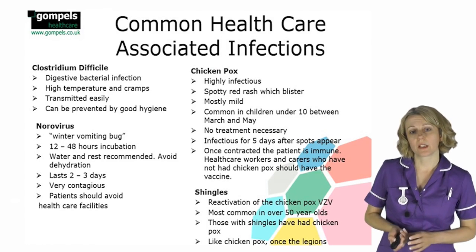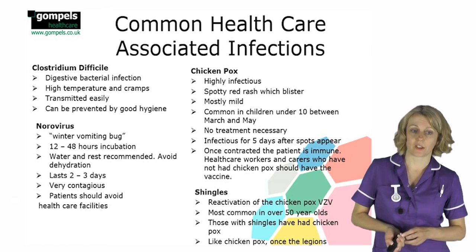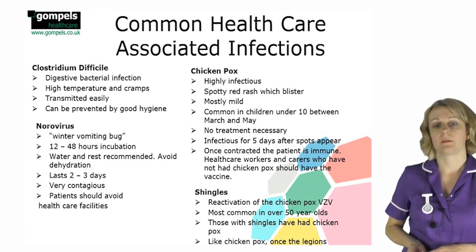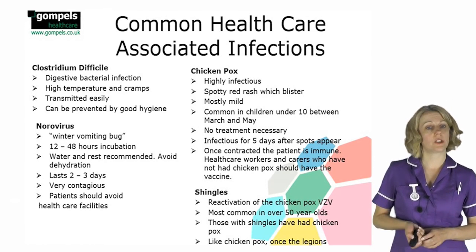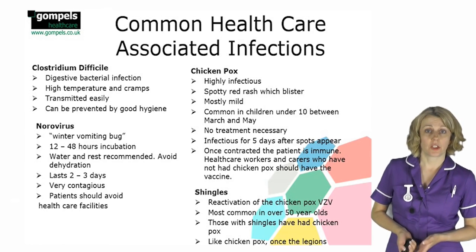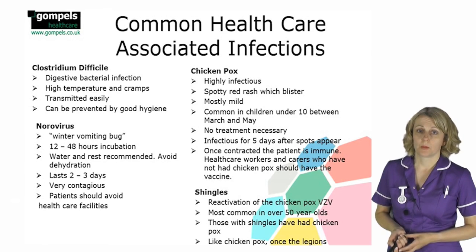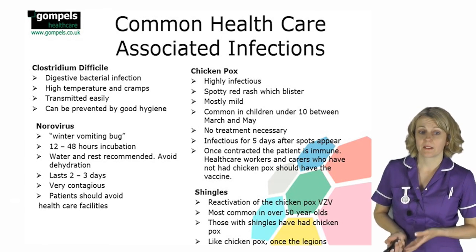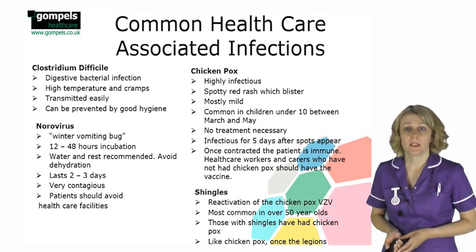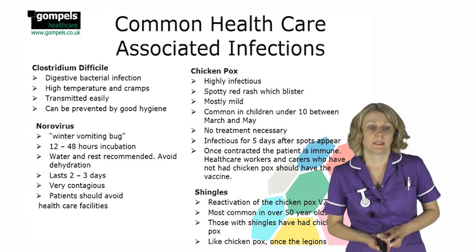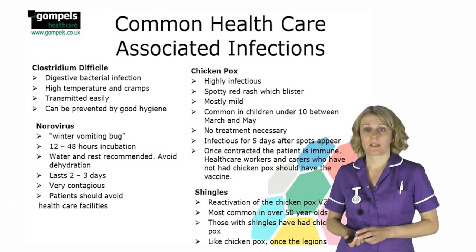We're just now going to look at some common healthcare associated infections and how they're transmitted. So Clostridium difficile, this is a digestive bacterial infection which causes a very high fever and abdominal cramps. It's easily transmitted and it can last for a long time and make patients very ill. It can easily be prevented by good hand hygiene.